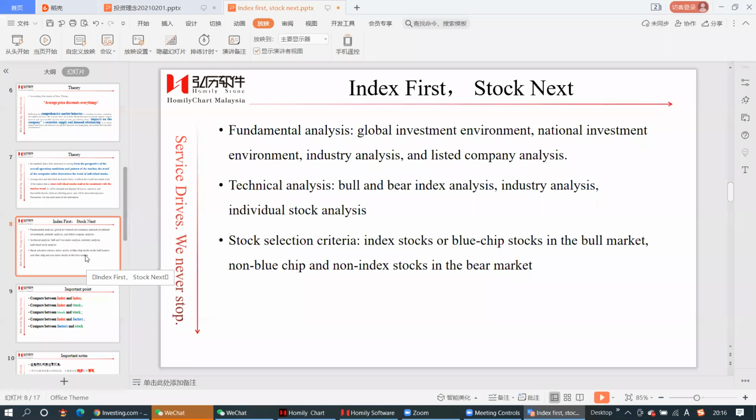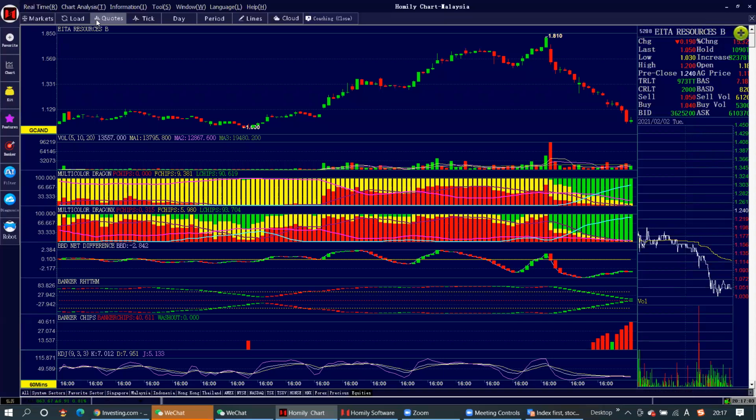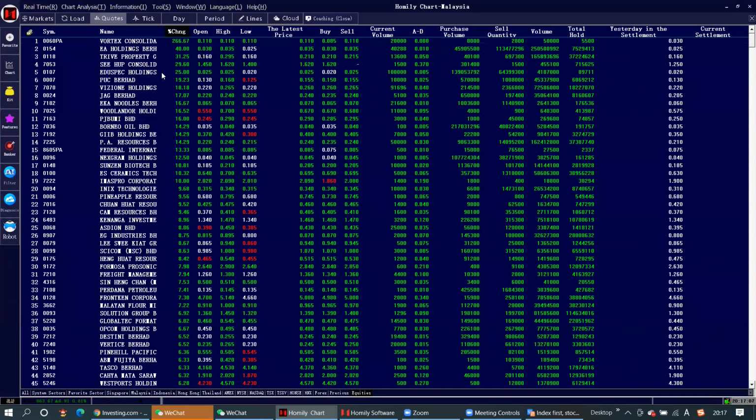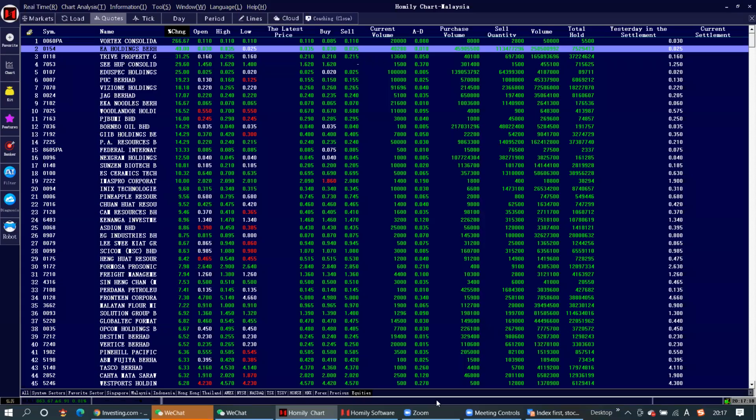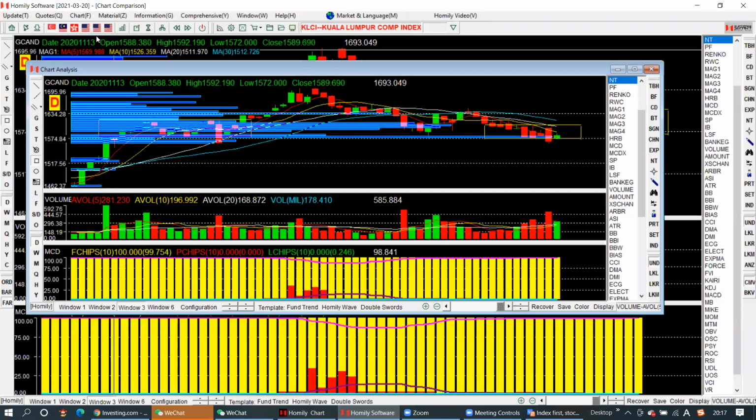So here, what is our stock selection criteria based on? We choose index stocks and blue chip stocks in the bull market, just the bull market, okay? And non-blue chip and non-index stocks in the bear market. So currently today, we can see from today's quote here the changes. From here, we can see a very clear sector which one is increasing. So we can focus more on the individual shares. And for this one, we can come here, chart comparison.